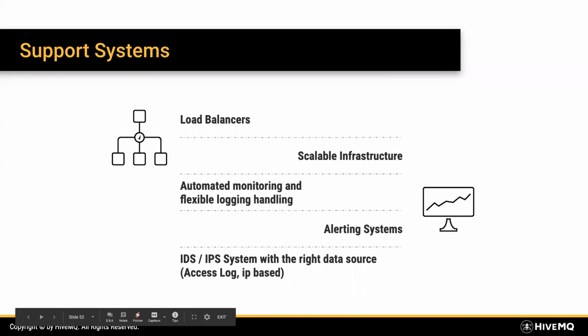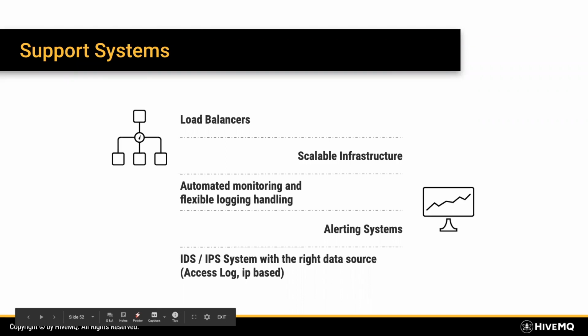What support systems are there? Support systems are things like load balancers. They need to be reliable. They need to be able to work with MQTT. You need to have scalable infrastructure. That means if your application grows, you don't want to have a hard time scaling the underlying hardware. You want to have automated monitoring and flexible log handling. Important here, logging is data, so keep in mind, this needs to be secure as well. Then you want to have alerting systems. If nobody notices that your system is down, you are not able to take any action.